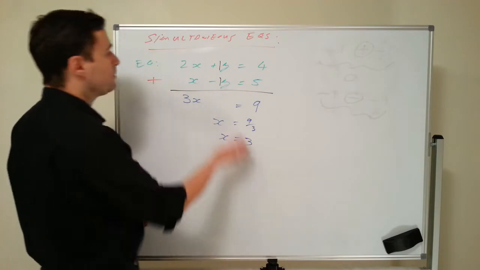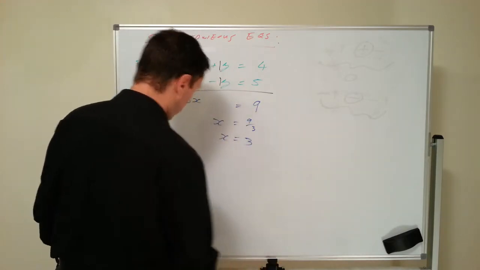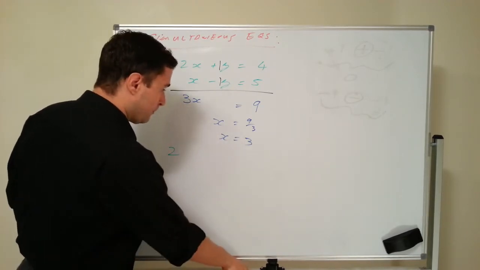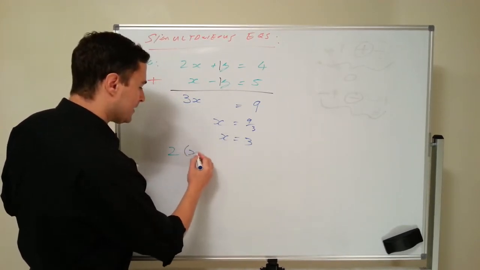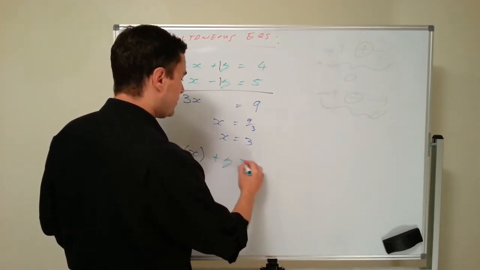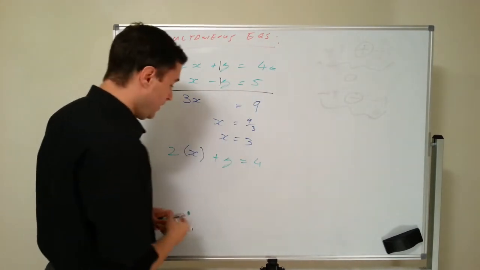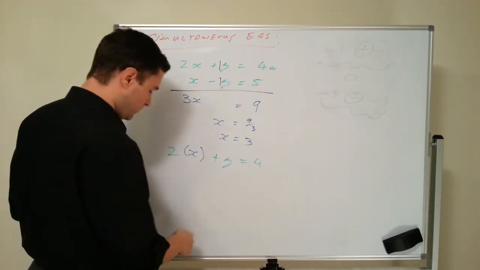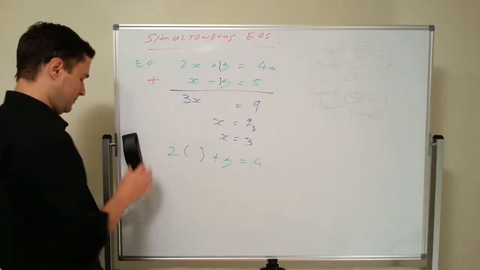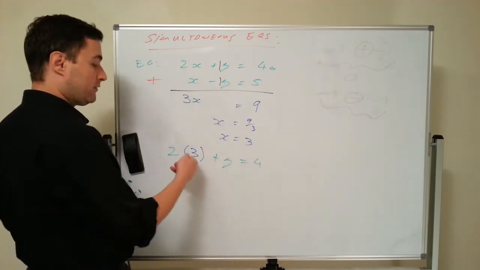You could put it back into either of these. Let's put it back into that one. 2x plus y equals 4. So 2, now I'm going to replace x here, x, plus y equals 4. So I'll put it back into this one. Now we only work it out. Well, 2x. What is x? x is 3. Are you with me? So I've just put that 3 in there.